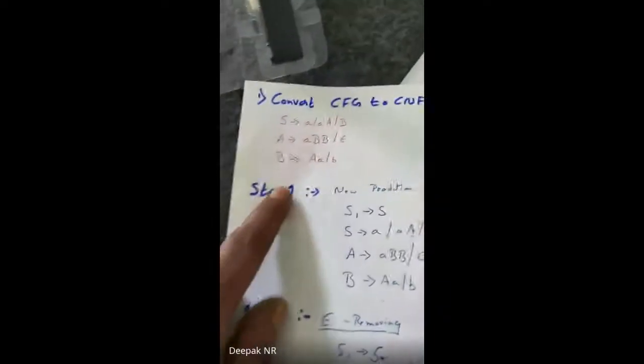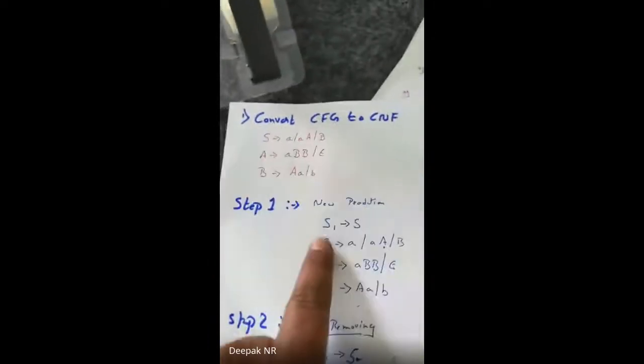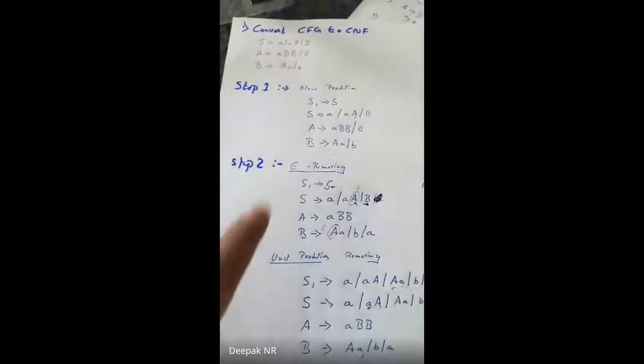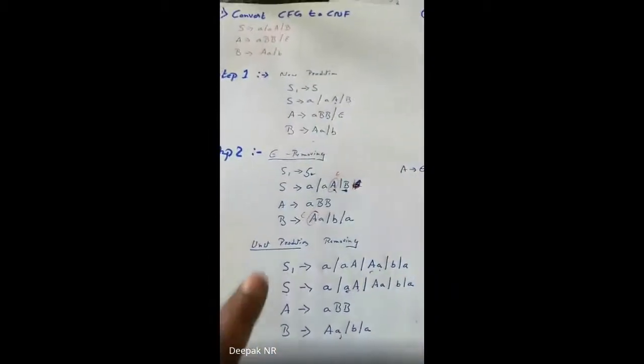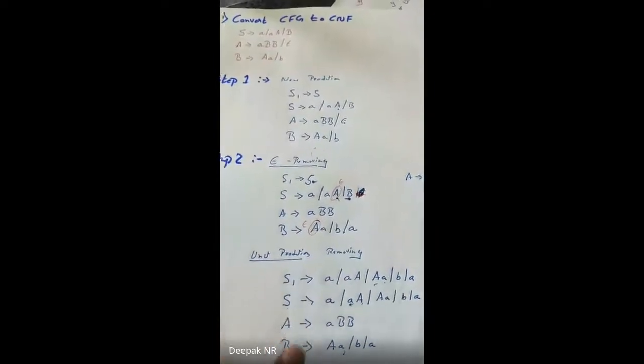My first step is a new production will be added. Initially, whatsoever it is, I will be adding S1 tends to S, the actual value of S, I rewrite. My step 2 is I will be removing epsilon and unit production.